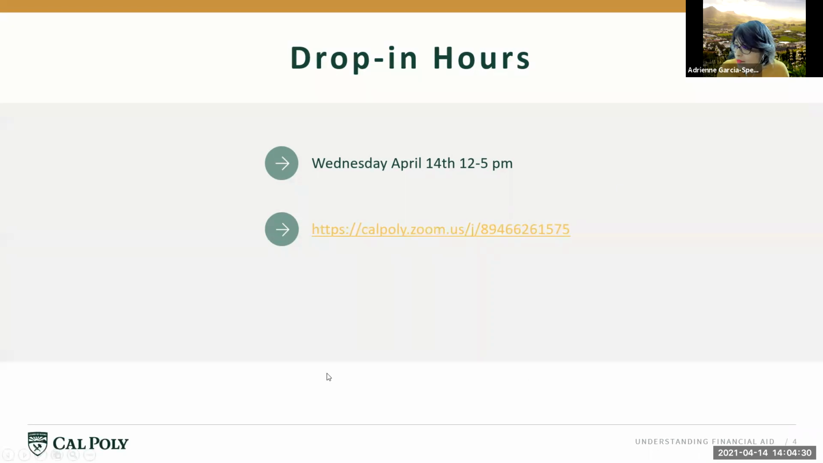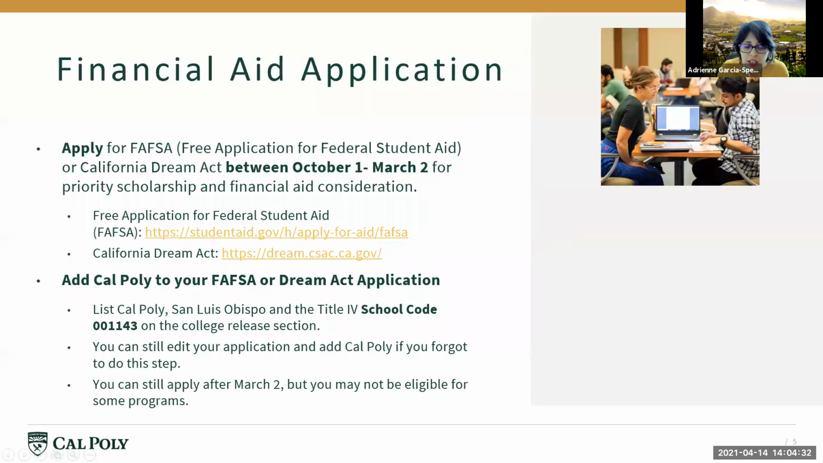Great. Let's get started. We determine your financial aid based on the EFC, the expected family contribution number that comes from your FAFSA or California Dream Act application. This is a financial aid application that you'll be renewing each year between October 1st and March 2nd. If you have not yet applied, you can still submit your application, although some financial aid options may be limited.